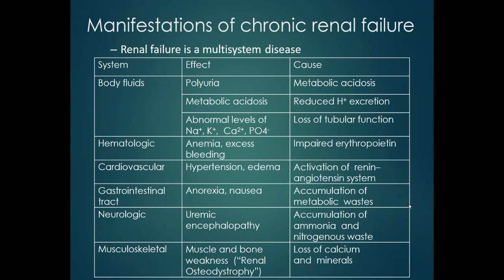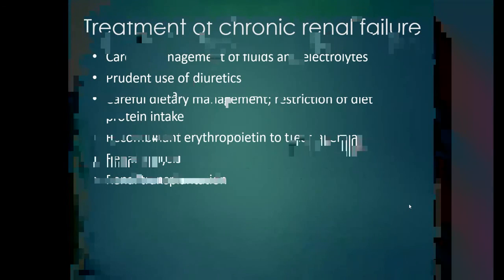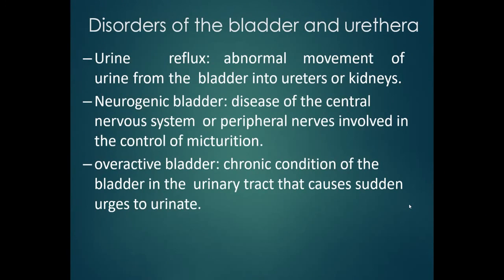at the classes. So the treatment for chronic renal failure includes that you need to take high amount of fluids and electrolytes. You need to use the diuretics for the proper urine passage. Then you need to maintain your diet. Then you need to take iron in your diet so that you can come out of the condition of anemia. You need to go for dialysis, and if you require transplantation of the kidney, then you need to go for that also. So disorders may affect the bladder and urethra.